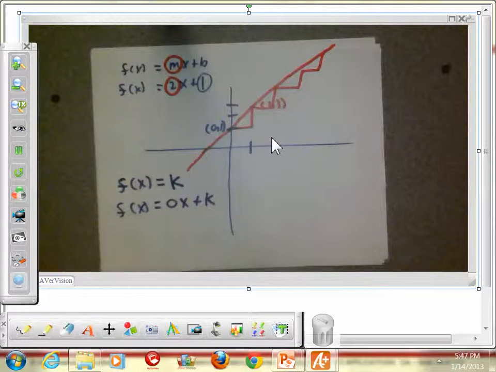Okay? But if you have a constant line, let's look at the example where, say, k is 3. So let's look at the example. Let me use a different marker, where we have f of x equals 3.